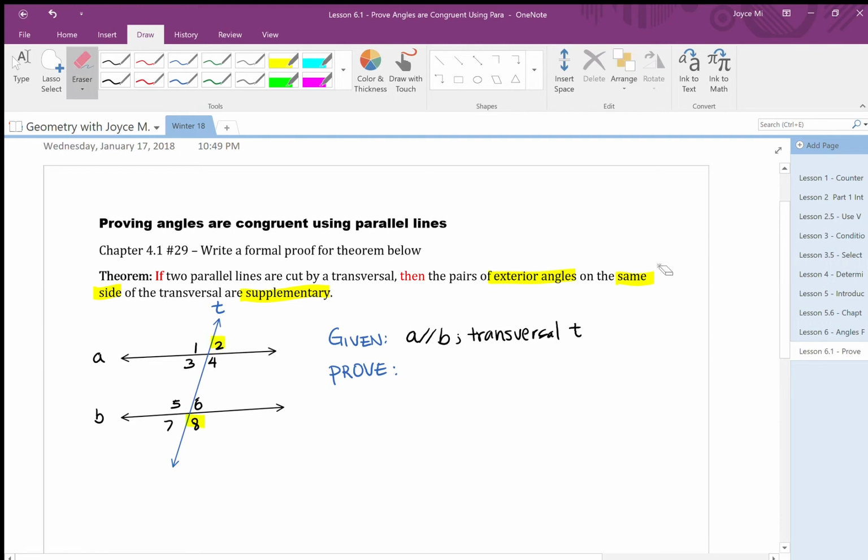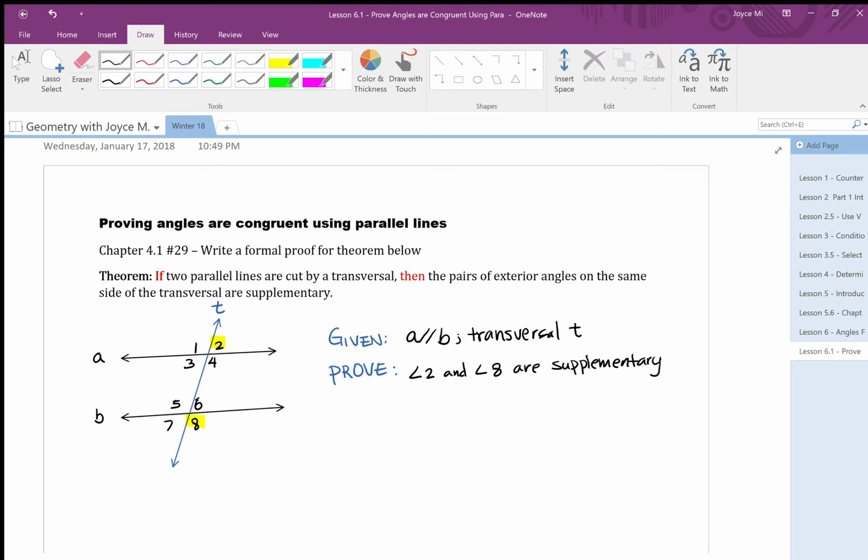Say I want to prove angle 2 and angle 8 are supplementary. What's the prove statement? So let me write it. For the proof, I need to show that angle 2 and angle 8 are supplementary. When you're given a theorem, before you can do the proof, you have to write the given statement and the prove statement. Now we can construct a proof.